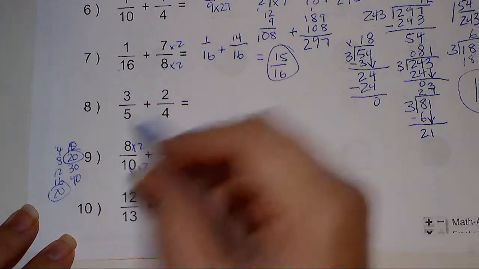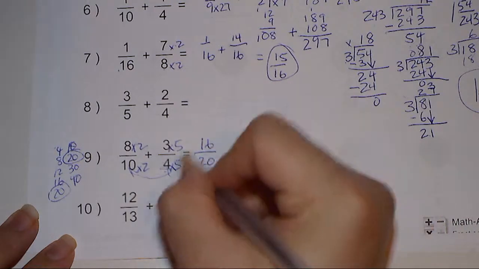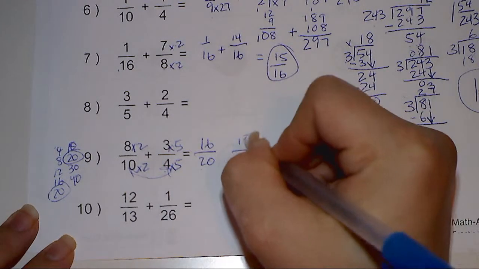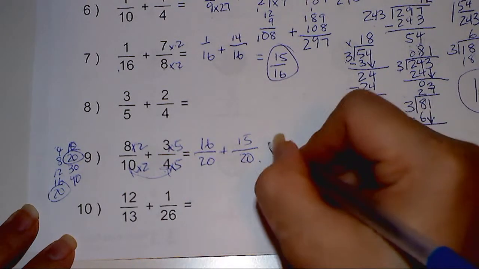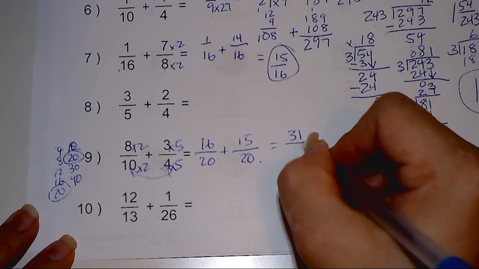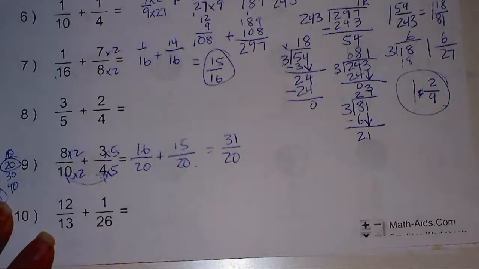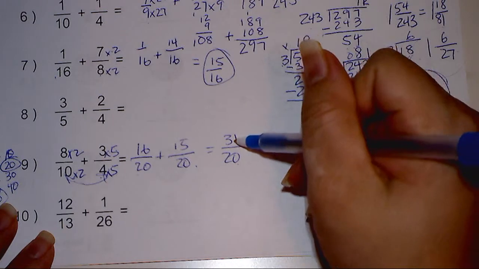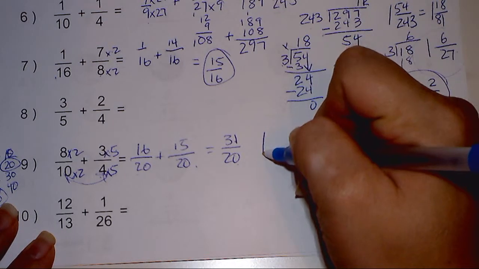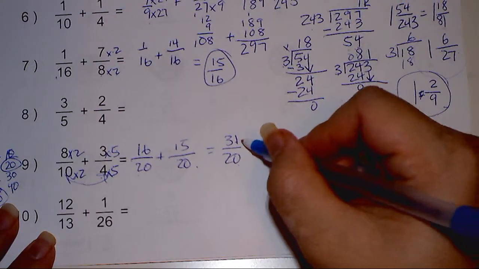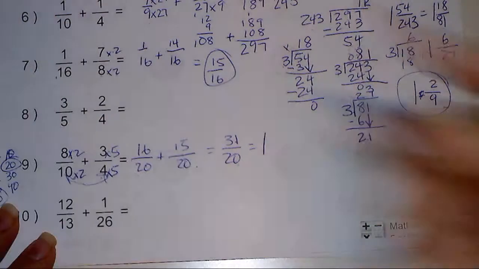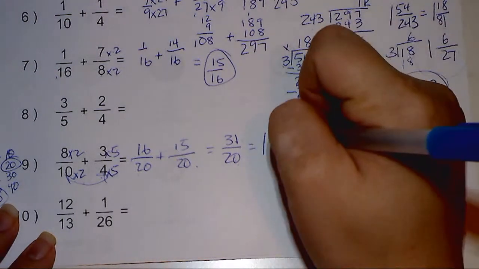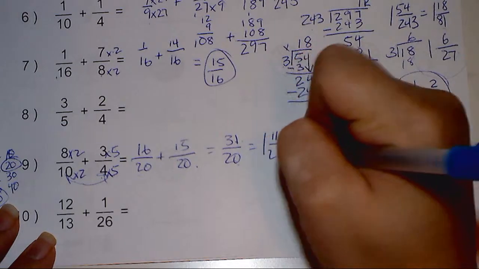Okay? Over 20, over 20. 8 times 2 is 16. 3 times 5 is 15. Add them up, equals 31 over 20. Now let's do some mental math here. 20 fits into 31 one time. Okay? And 31 minus that 20 will leave a remainder of 11 over 20.